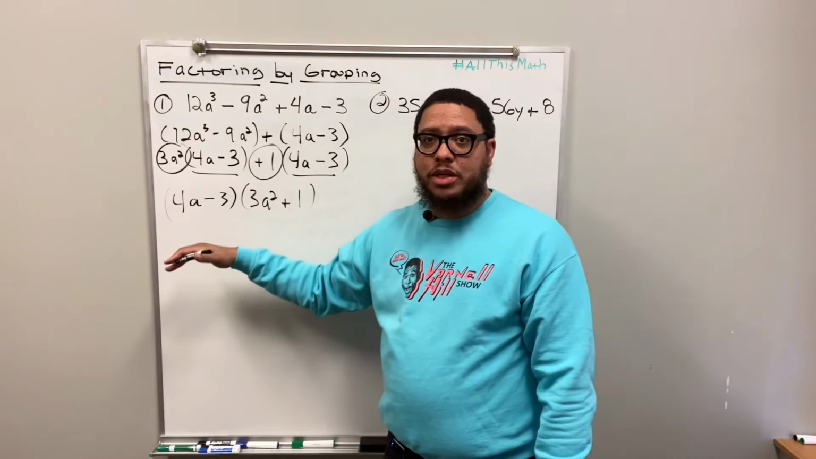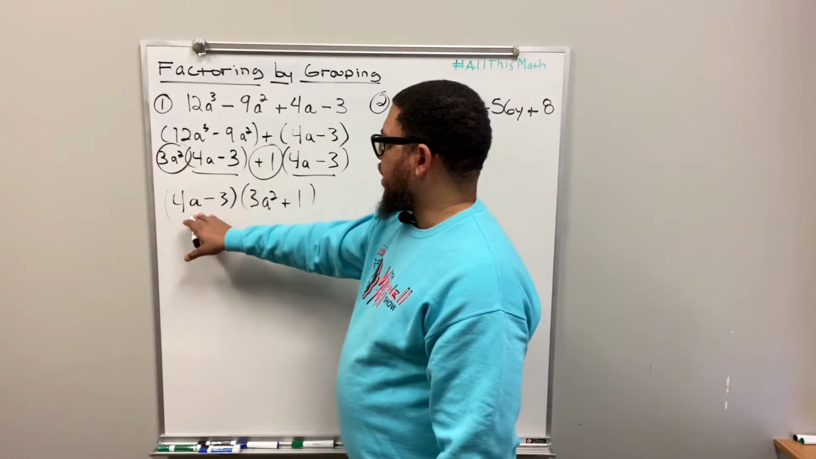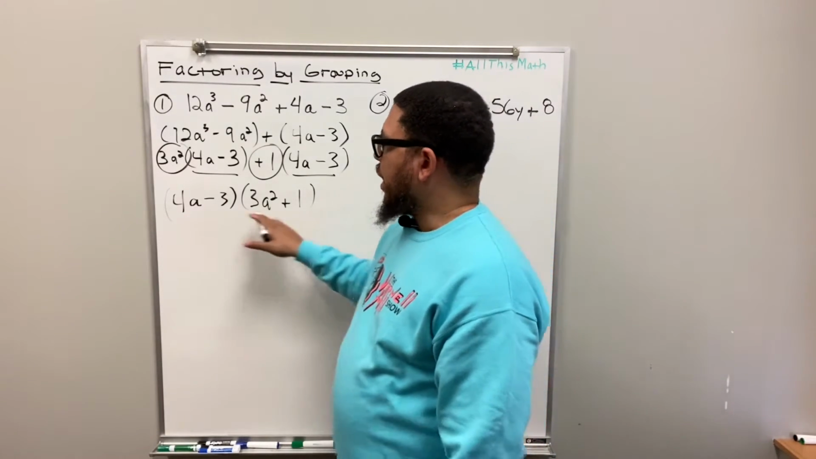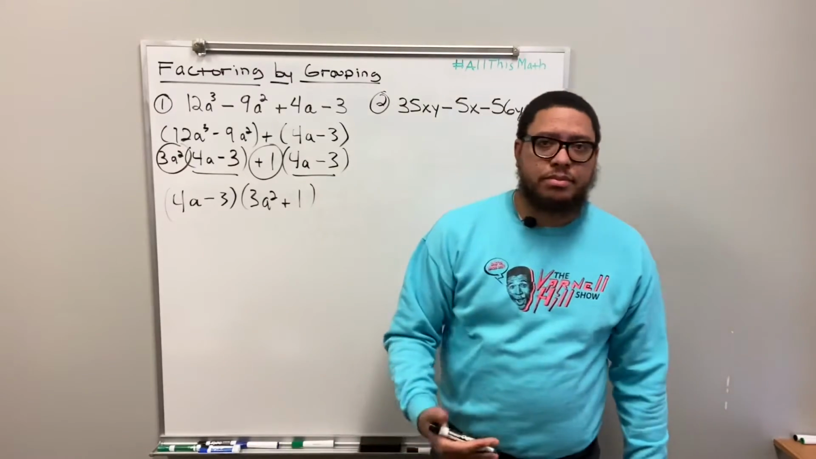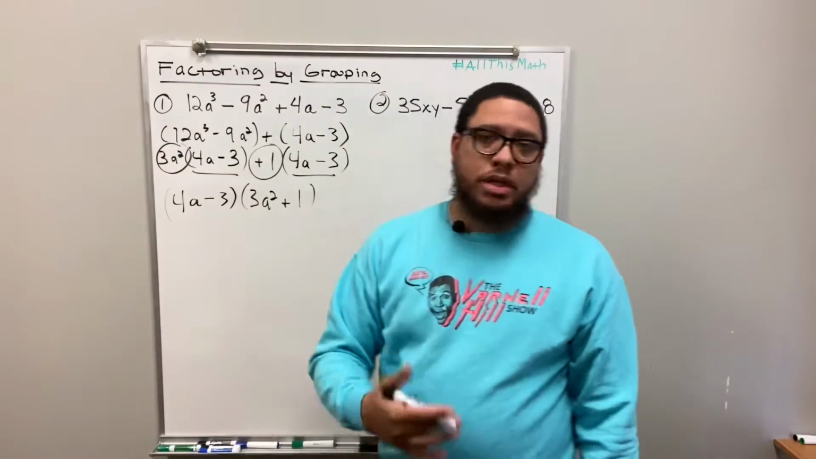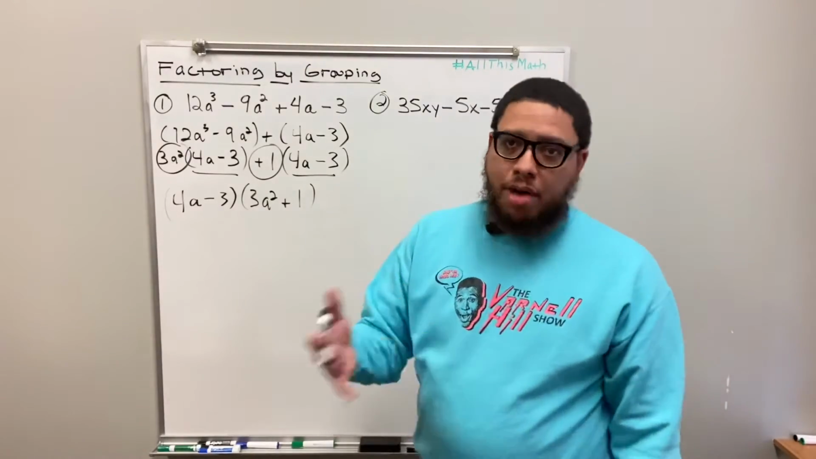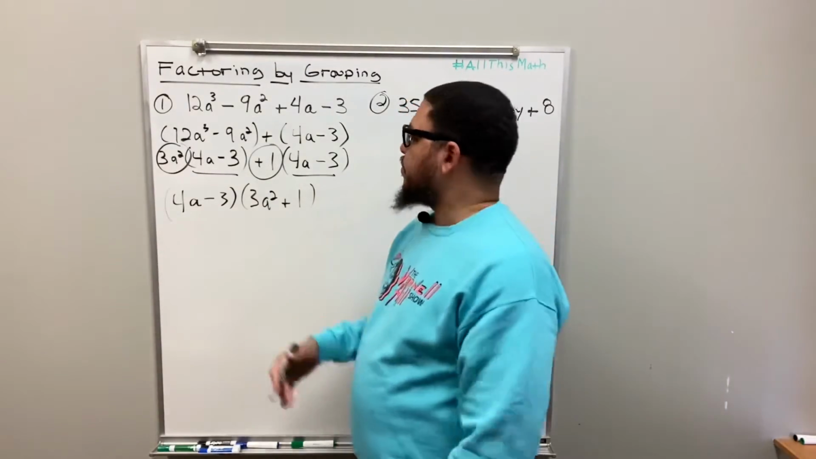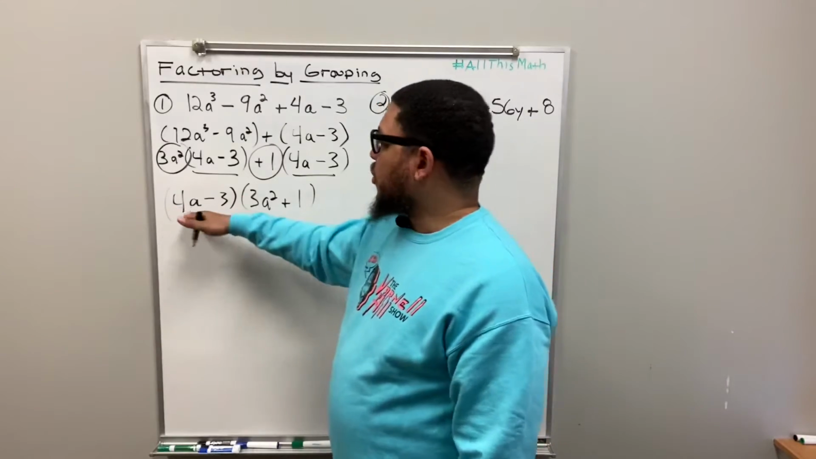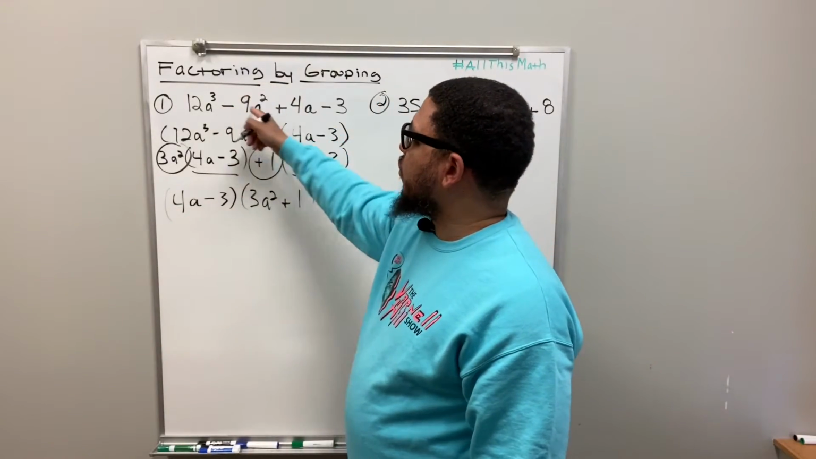Now, if I want to check my work to make sure, I see two binomials here. A lot of teachers teach the FOIL method. Some teachers don't like the FOIL method. Really, I mean, it's just a way to memorize and make sure that you do the distributive property properly. That's all it is. That's all FOIL is. But anyway, multiply this out and make sure it equals the original expression.